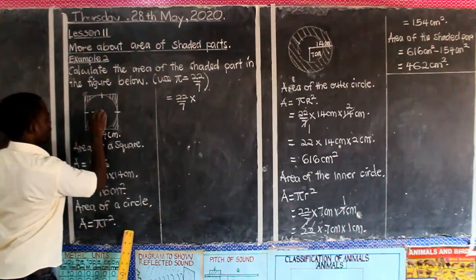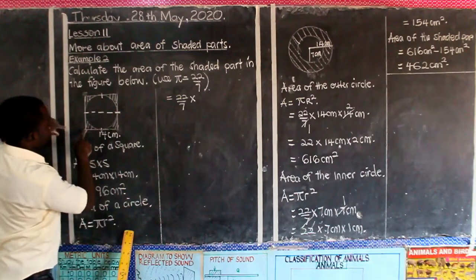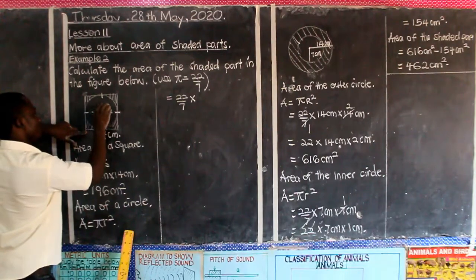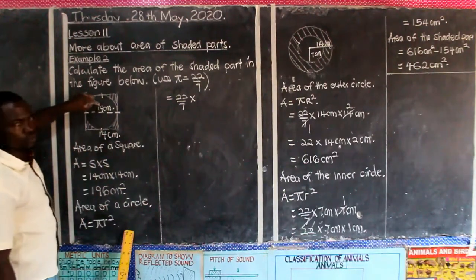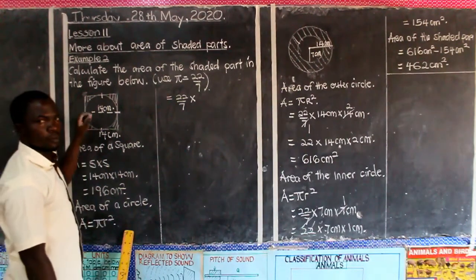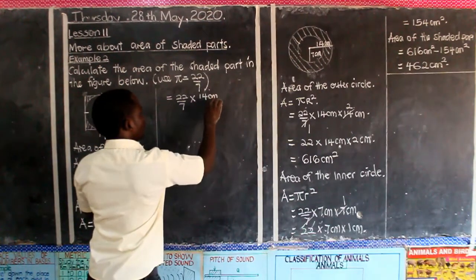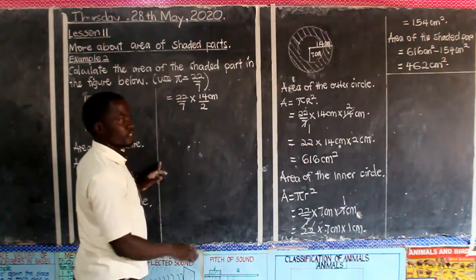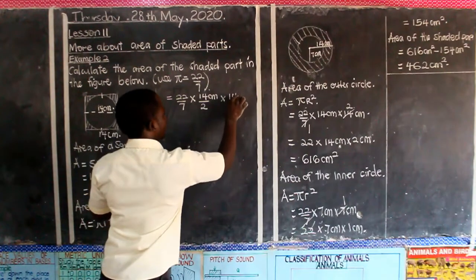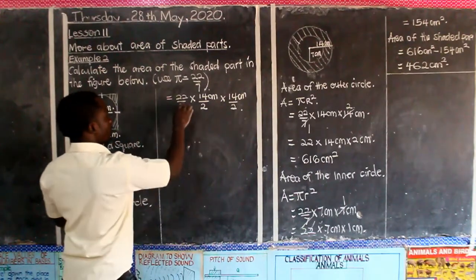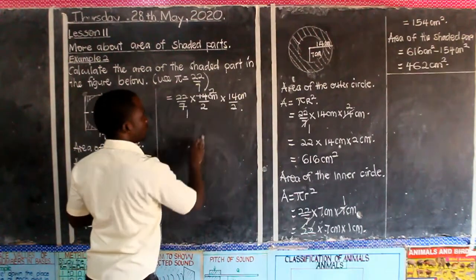What about the middle here? This length here is the same as this one. So if this one is 14, that one will also be 14. And if it comes to a circle, we shall call it diameter. So we shall get the diameter of 14. To get the radius, you divide the diameter by 2. 14 divided by 2 gives radius.